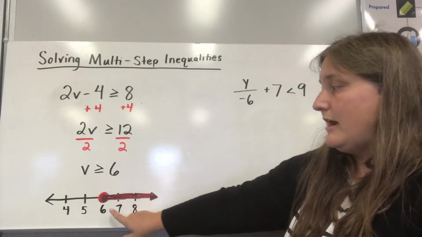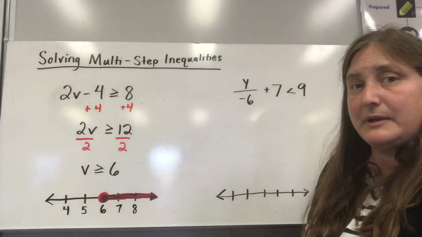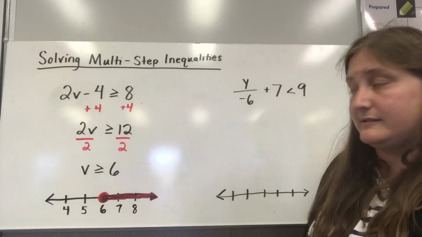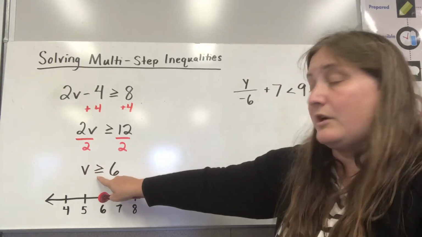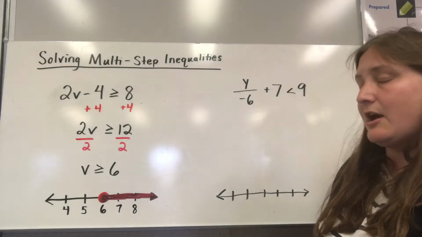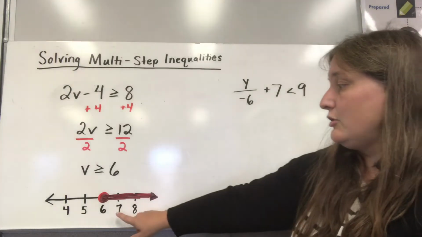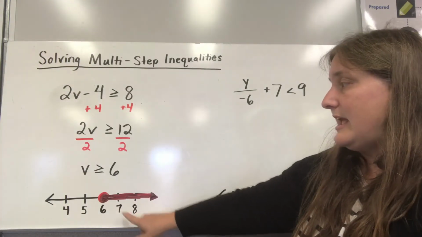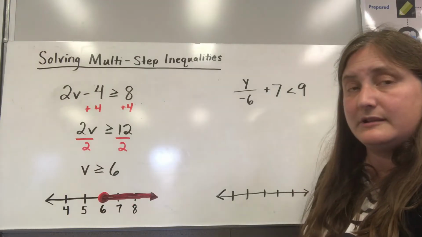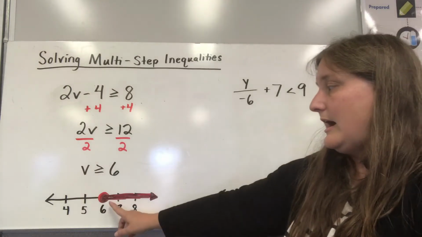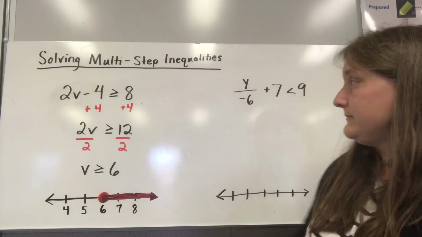So on my graph, I did a closed circle at 6 because v can be 6. 6 would be greater than or equal to 6. I also want numbers that are greater than 6, like 7 and 8, to fill in for v to make this inequality true. So I highlighted on my graph to the right.